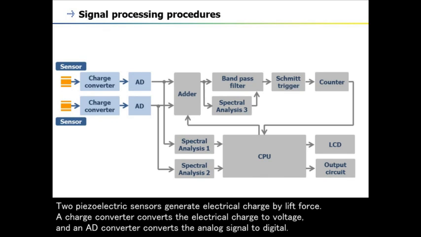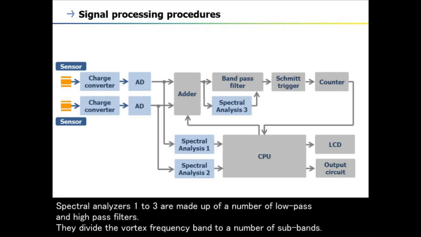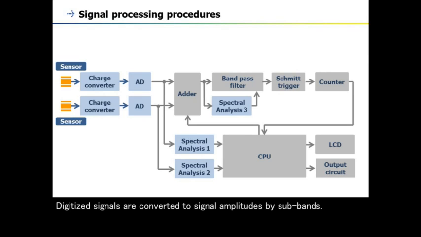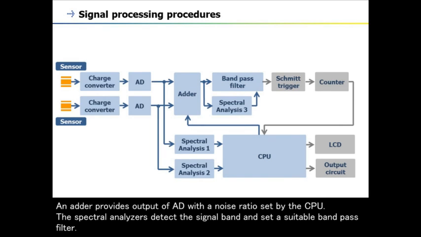Two piezoelectric sensors generate electrical charge by lift force. A charge converter converts the electrical charge to voltage, and an AD converter converts the analog signal to digital. Spectral analyzers 1 to 3 are made up of a number of low-pass and high-pass filters. They divide the vortex frequency band to a number of subbands. Digitized signals are converted to signal amplitudes by subbands. An adder provides output of 80 with a noise ratio set by the CPU. The spectral analyzers detect the signal band and set a suitable band-pass filter.